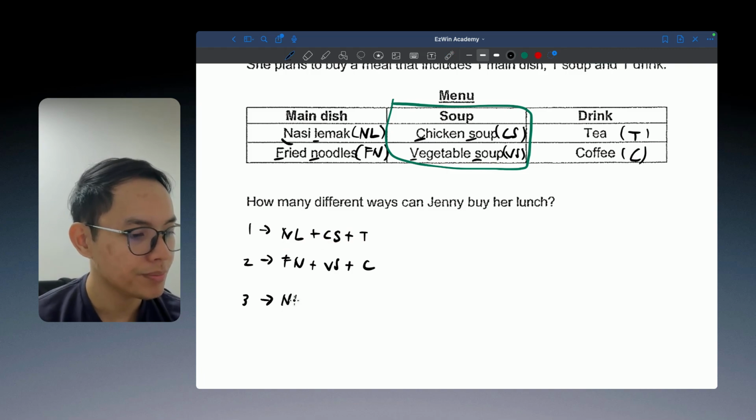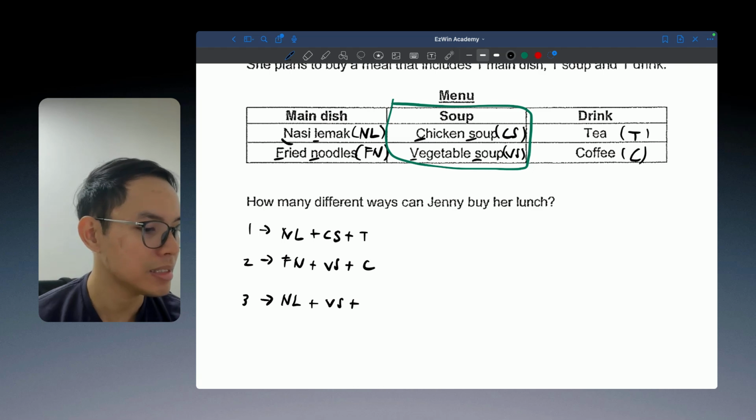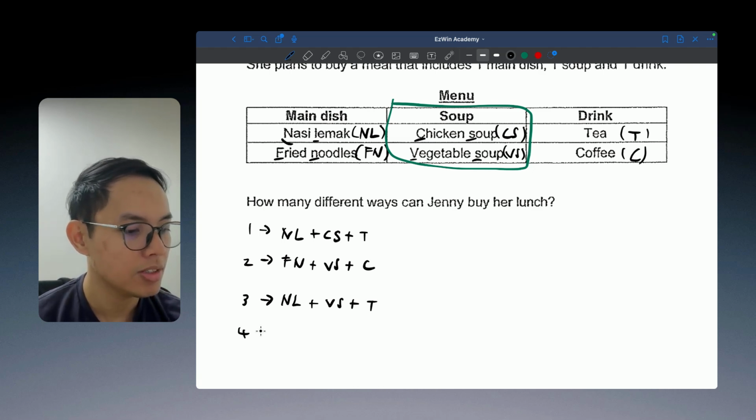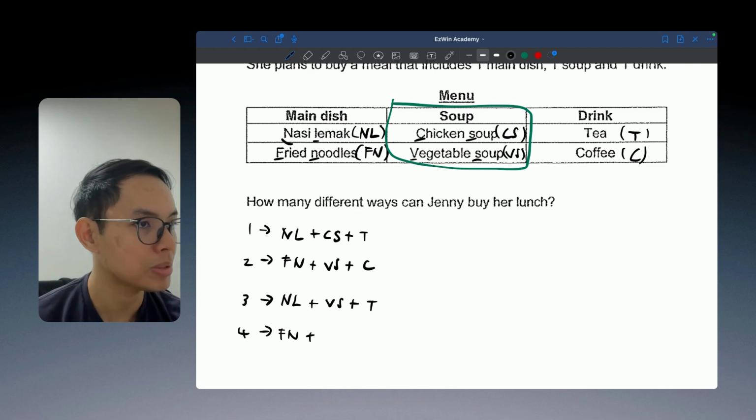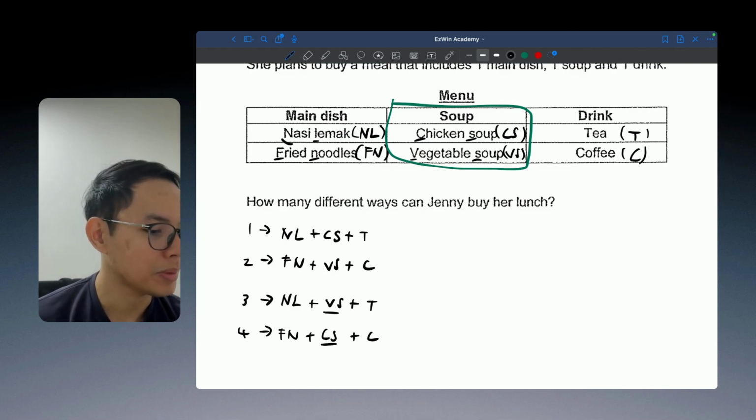So you have NL plus, instead of chicken soup over here, we will use vegetable soup. So we put VS plus the same thing, T. Number four, the fourth way is fried noodles plus, this is not vegetable soup anymore, this should be chicken soup plus C. So we're going to change the middle part only. And now the last one, the fifth way, is we're going to change it to the drinks.